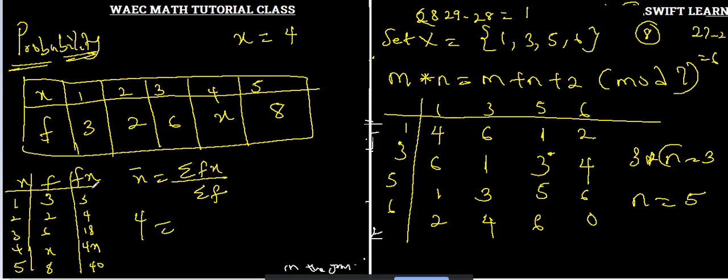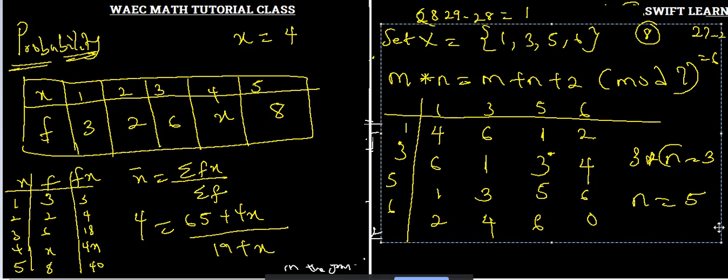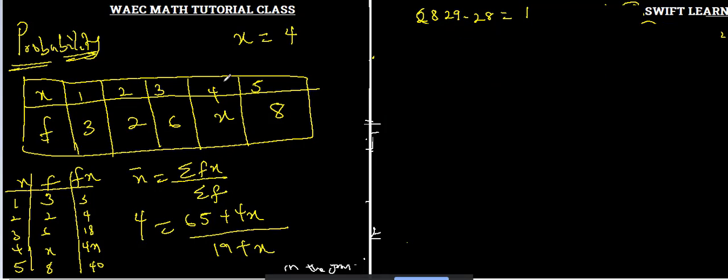3 plus 4 is 7. 7 plus 18 is 25. 25 plus 40 is 65. 65 plus 4x. You can't add 4x, you just leave it on its own. 3 plus 2, 5, plus 6 is 11, plus 8 is 19 plus x. Then you multiply. Once you multiply, what do you have? You have 4 bracket 19 plus x equals 65 plus 4x.